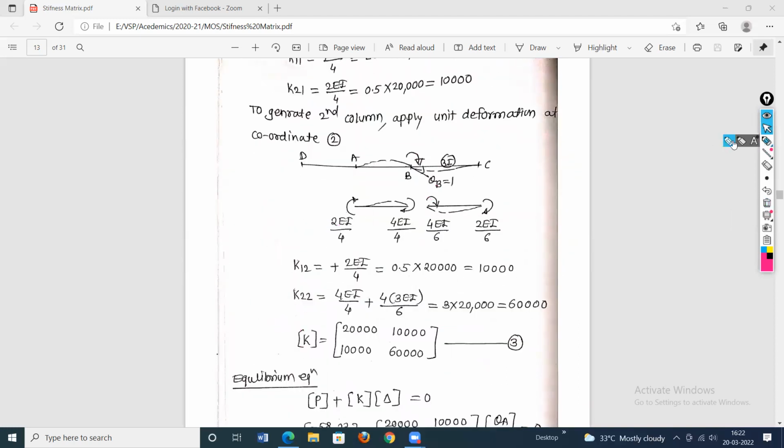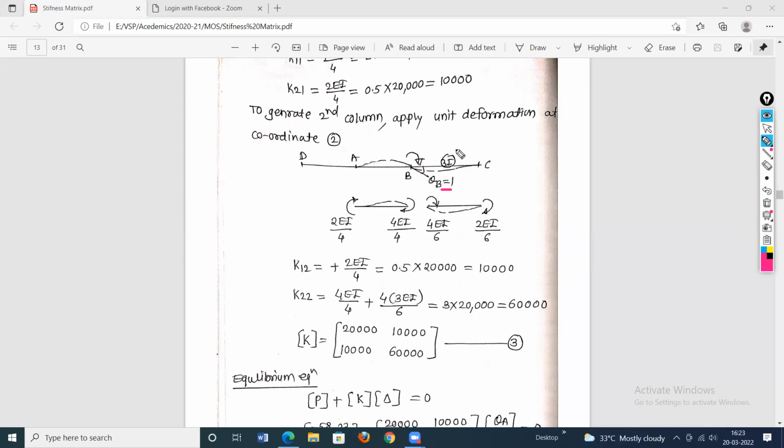Then we'll generate the second column of the stiffness matrix. To generate the second column of the stiffness matrix, apply unit deformation at coordinate 2. Now coordinate 2 is at the B point, and it is a rotational force, that is, the moment is there. So apply the moment here. Then how will the span deform? The BC portion will deform downward, and on the AB portion, the moment is acting from the bottom, so it will hog in the upward direction. So this will be the deformation. And how much moment is to be applied? This moment is to be applied so that the slope at the B point will be equal to 1.